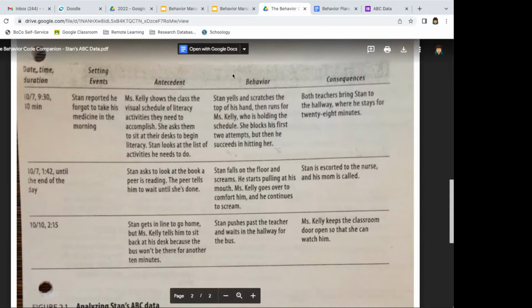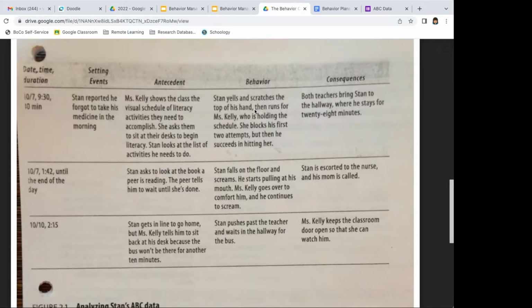On 10/7 at 9:30, lasted for 10 minutes. Stan reported he forgot to take his medicine in the morning. Ms. Kelly shows the class the visual schedule of literacy activities they need to accomplish. She asks them to sit at their desks to begin literacy. Stan looks at the list of activities he needs to do.